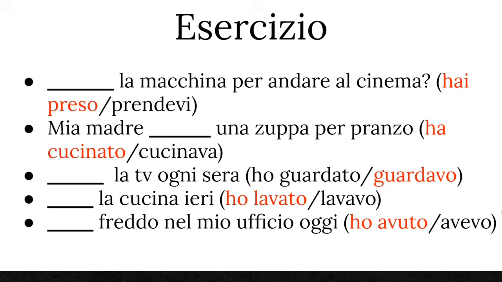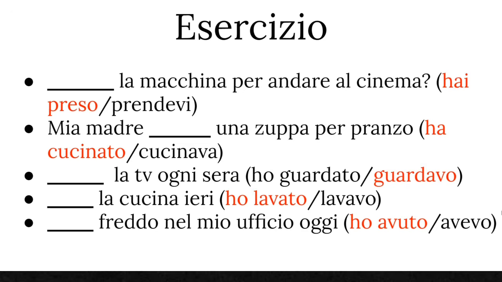Okay? Mia madre ha cucinato una zuppa per pranzo. Here we're talking about a very specific moment of the day. So the lunch of that day. So we need to use the passato prossimo because there is no repetition involved. Guardavo la TV ogni sera. Why do we pick the imperfetto? Because we have ogni sera, every night. So we have this idea of repetition. Ho lavato la cucina ieri. I cleaned the kitchen yesterday. One-time experience in the week, I hope not in your life. So we need to use the passato prossimo.